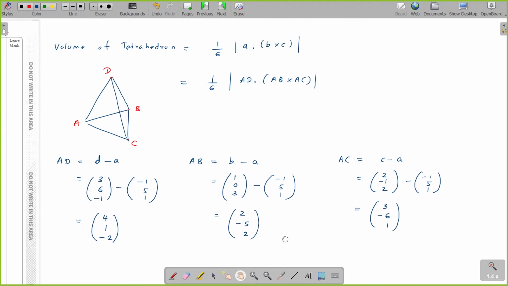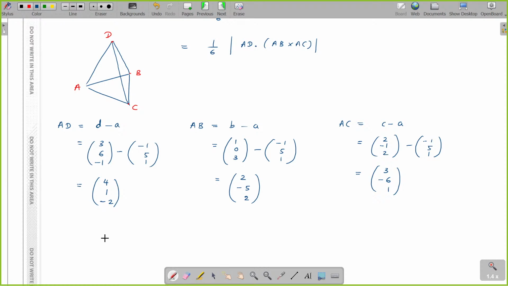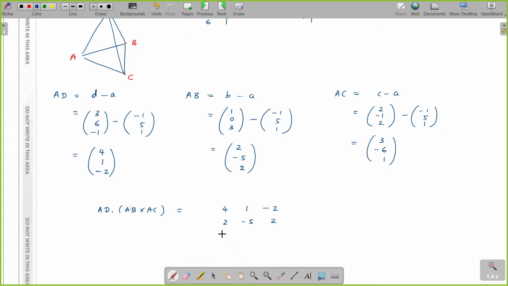Yes. Now it's time to get the scalar triple product. How do we get it? The scalar triple product is the determinant of a 3 by 3 matrix, isn't it? So the first line should be AD, as I'm going to get AD dot AB cross AC. AD is (4, 1, -2), AB is (2, -5, 2), and AC is (3, -6, 1). Guys, are you with me? The scalar triple product is the determinant of a 3 by 3 matrix.